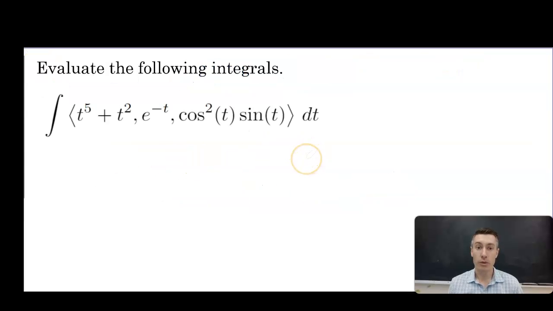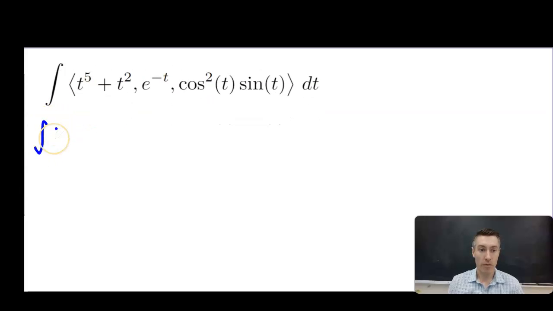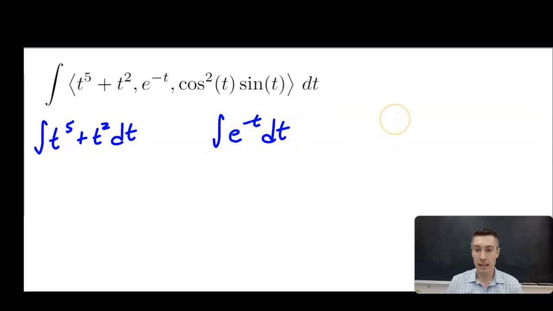So let's jump into some examples. Evaluate the following integrals, the first being the integral of t to the fifth plus t squared, e to the negative t, cosine squared t times sine t dt. So we can separate these out. We can take the integral of the first component function, t to the fifth plus t squared dt, and we can integrate e to the negative t dt, and the integral of cosine squared t sine of t dt.